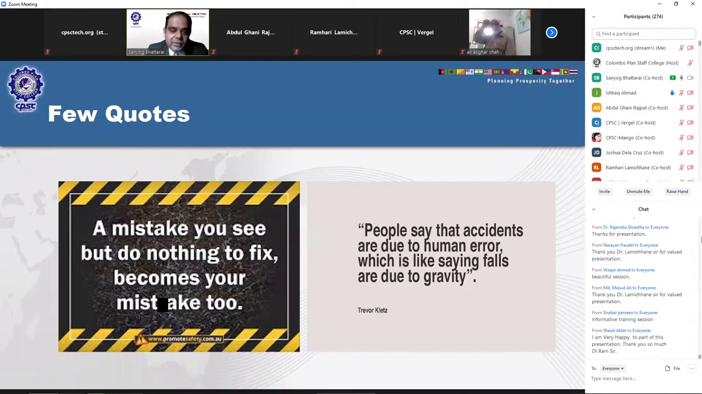you have to inform the concerned authority or person. And the second one is: people say that accidents are due to human error, which is like saying falls are due to gravity. It's so easy; when something happens, we say human error. That way it won't work. So we have to prevent that error beforehand. All the time when something happens, an accident or any hazard, we blame the human and easily say it's a human error. That's not a good practice. So we have to do something to avoid the human error. It's like saying all falls are due to gravity.